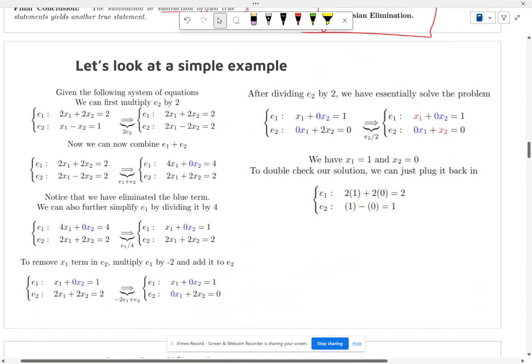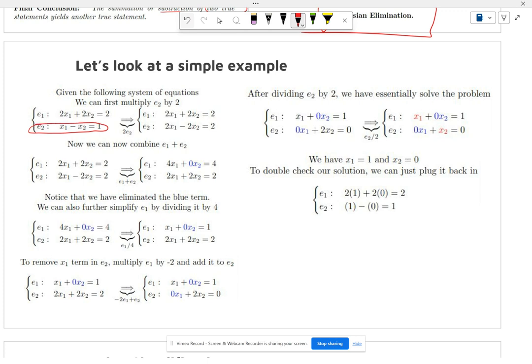Okay. Now let's look at a simple example. Given the following system of equations, we can first multiply e2 by 2. We're going to multiply e2, the second equation, by 2. Now I multiply them by 2. This is times 2, times 2, times 2. Once we multiply by 2, we can add them together. We're going to add e1 and e2 together, and I'm going to let whatever that result is become the new e1.